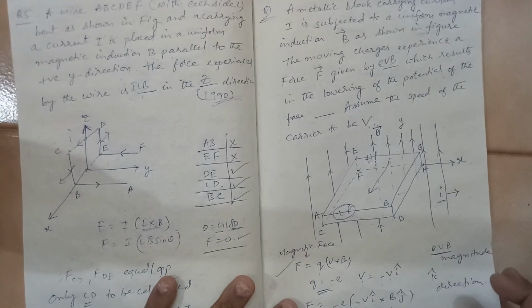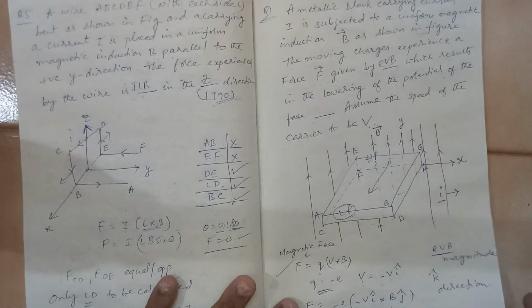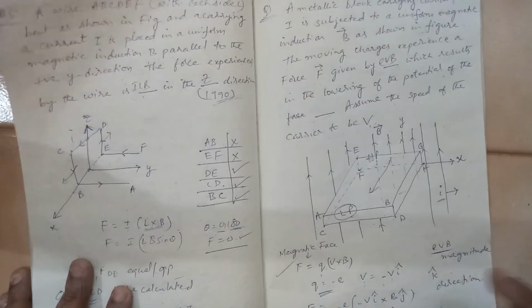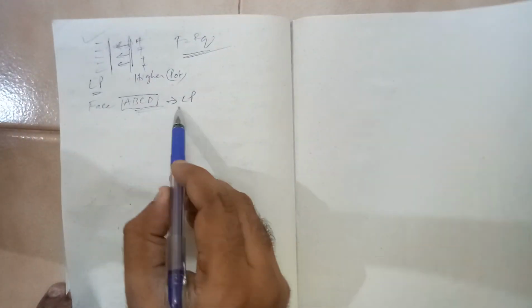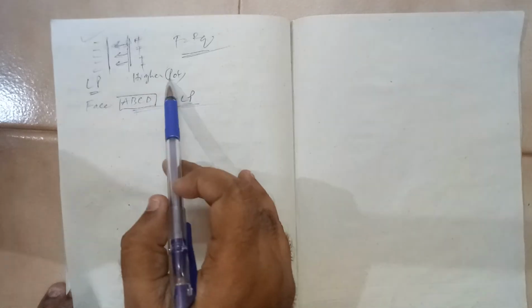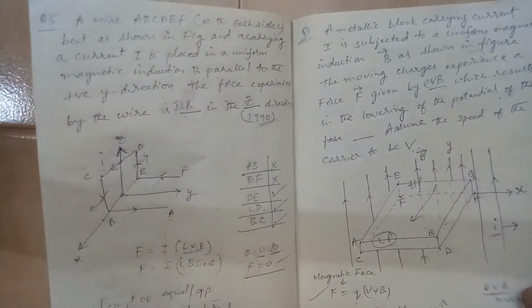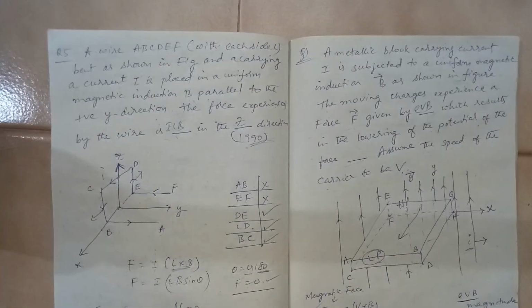The other phases have got no meaning because in that direction there is no force at all. So the potential of ABCD will be dropping. It will be at the lower potential. LP means lower potential, HP means higher potential. Okay, we'll see some more.